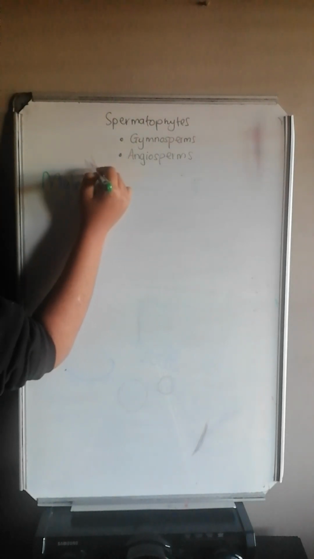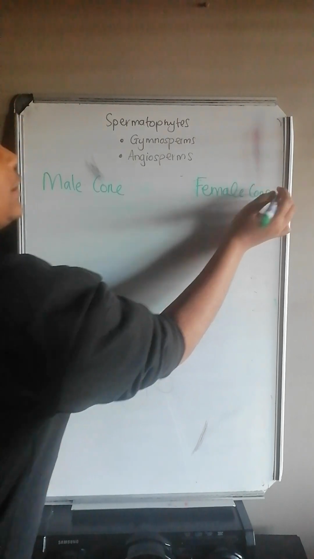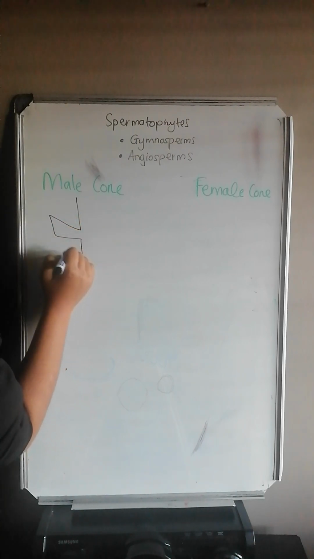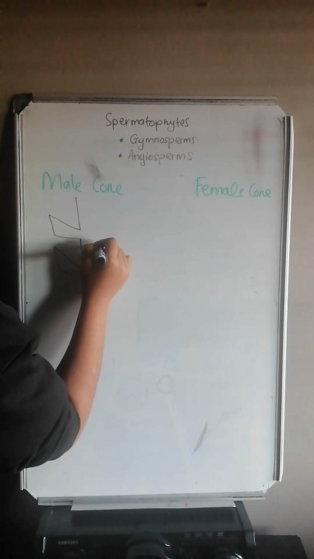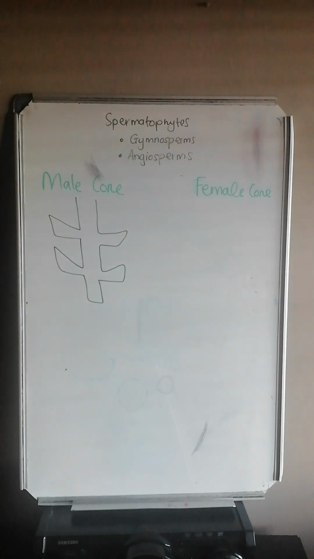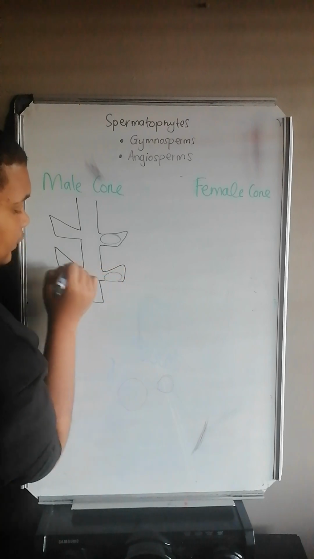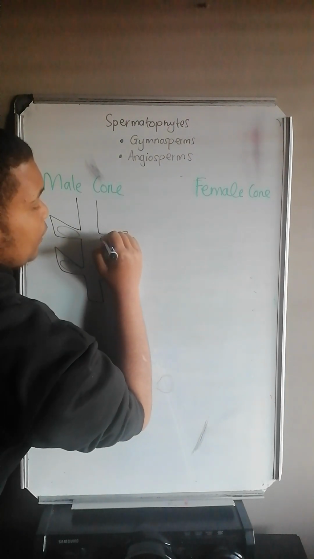So we have a male cone and we have a female cone. They look similar, but what happens on these cones is very different. Our male cone here will have pollen sacs on it. Inside of these pollen sacs, we will see pollen grains.